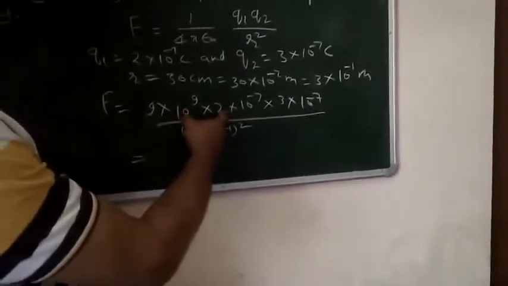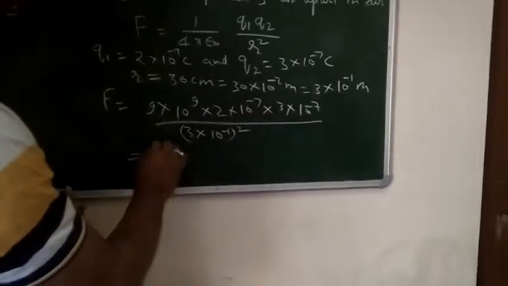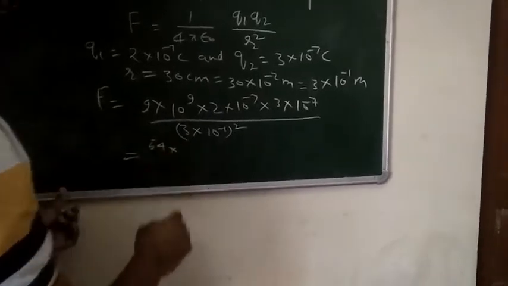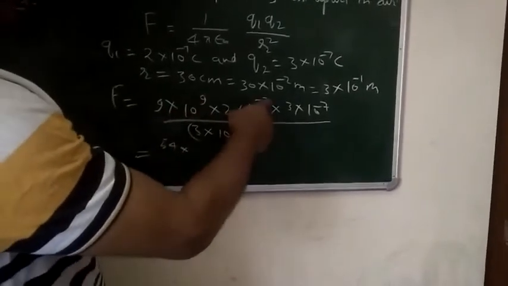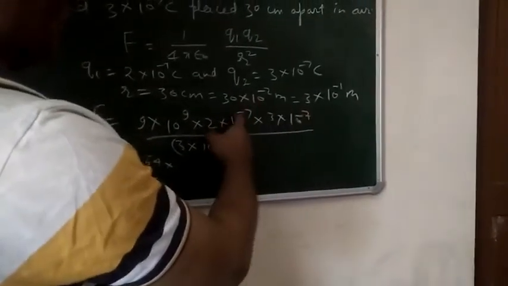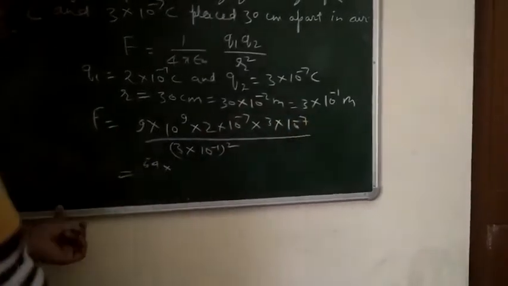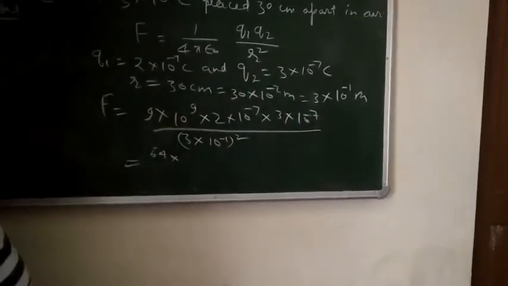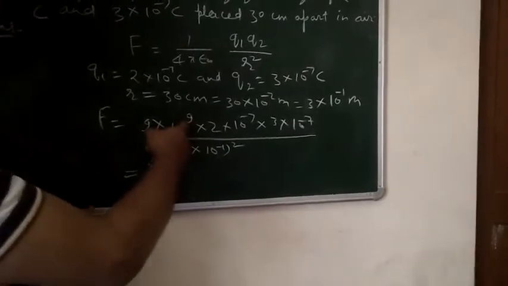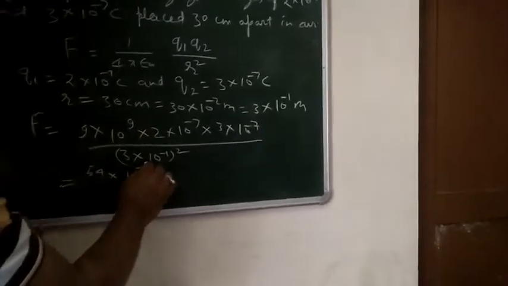9 into 2, 18 into 3, 54. 10 to the power 9, 10 to the power minus 7, 10 to the power minus 7, 10 to the power minus 14. And this is 10 raised to the power 10. So minus 14 and plus 9, that becomes minus 5.